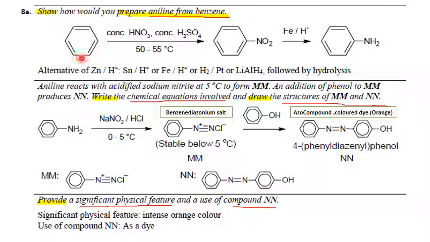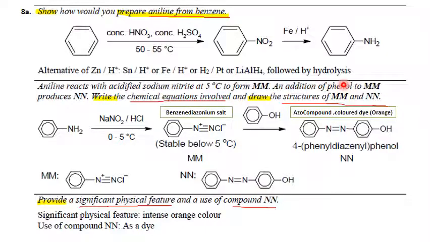Benzene is very unreactive, so there are only 4 electrophilic aromatic substitutions for benzene. The first one is nitration, so it will form the nitro compound, and then we reduce the nitro compound using this reagent and form aniline. As an alternative reducing agent, we can use zinc, H+, Sn/H+, and so on. Check by yourself.